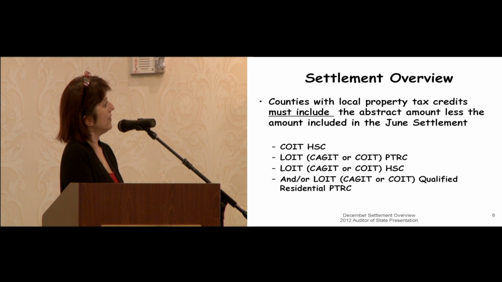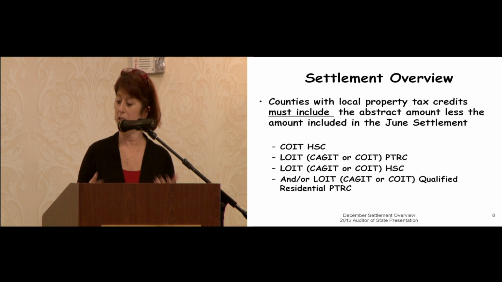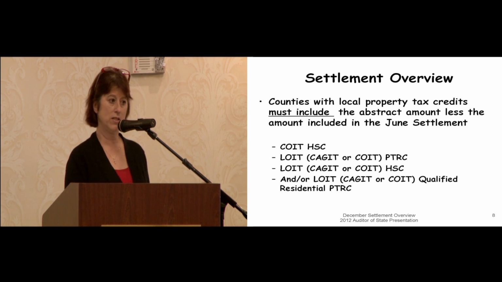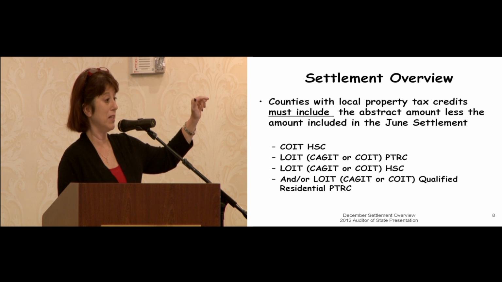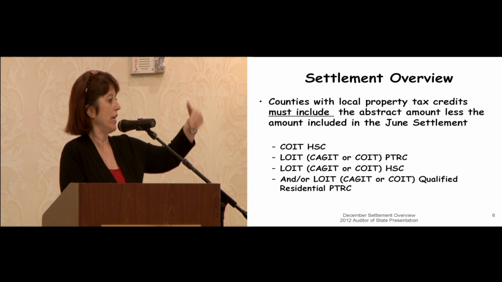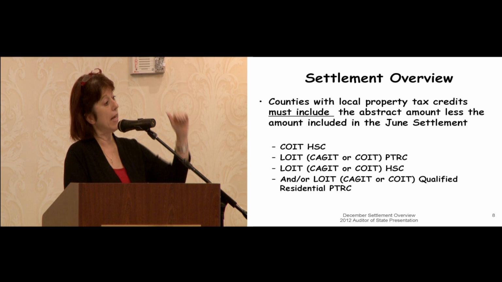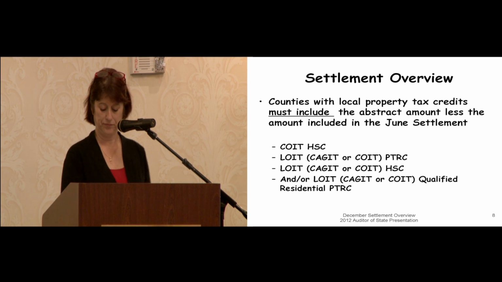And on this one, we made a mistake. Yes, in fact, just like always, you need to remember to include any of your local tax credits. It's going to be the abstract amount minus the amount that you distributed in June. What we didn't update on here was seeded, because in the past you got seeded all in May, and that's changed now. So it's going to be the same thing. The seeded money needs to agree with the abstract less what you distributed in June with your spring settlement.